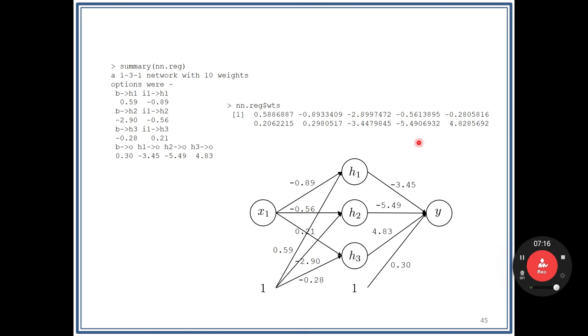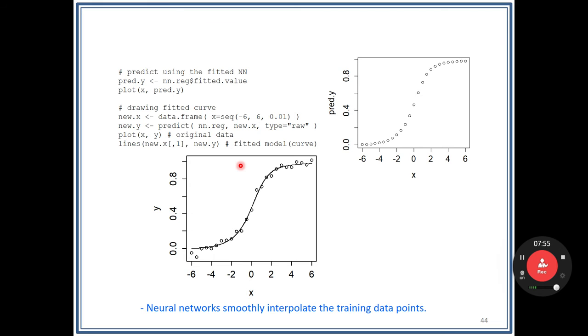So this is the structure of the neural network in this example, and using this command, you can see all those weights, and then you can make some correspondence between these two outputs. This value is this one, and the weight between the input node and the first hidden node is negative 0.89, which is this one. So from this information and this information, I drew this graphical representation of the trained neural network. And this is an example with only one x variable.